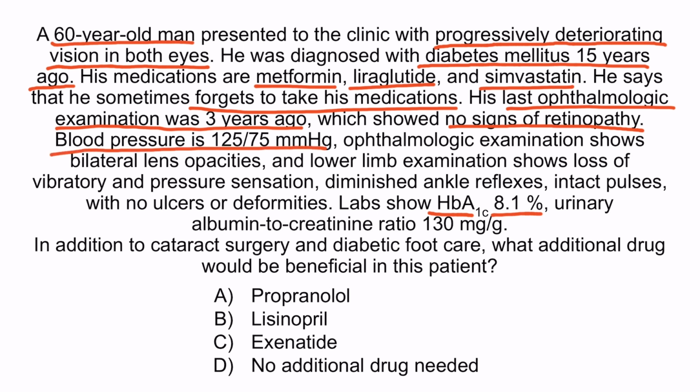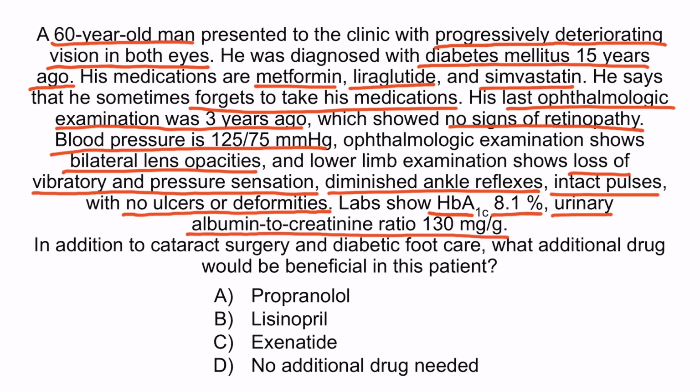On exam, blood pressure is normal. Eyes are showing bilateral lens opacities, indicating the patient has developed bilateral cataracts, likely due to his poor glycemic control. Lower limb examination shows pulses are intact and he's not developed any ulcers or deformities. However, he does have signs of peripheral neuropathy, pointing toward poor glycemic control, and while this patient has not yet developed the diabetic foot syndrome, he's at risk of developing it in the future because of his peripheral neuropathy. In addition, this patient has developed moderately increased microalbuminuria, as shown by his urinary albumin to creatinine ratio of 130.